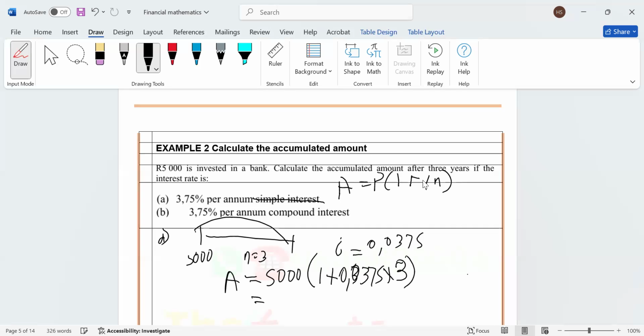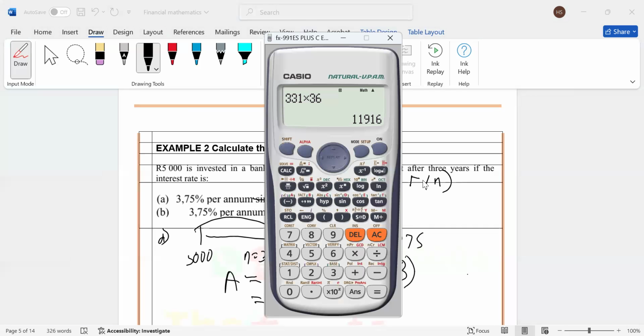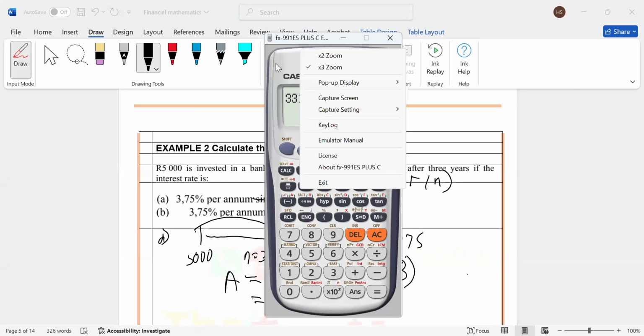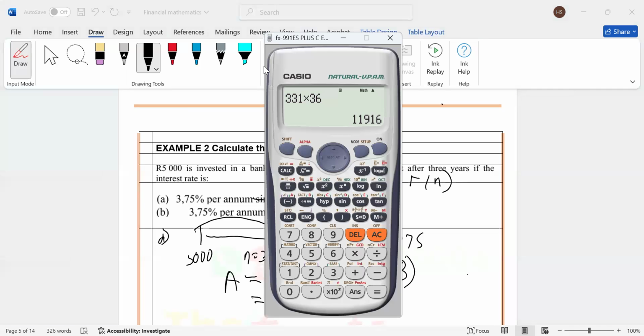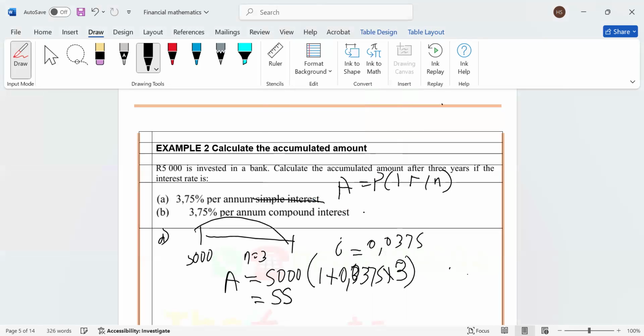So what do we have? We have 5,000, open bracket, 1 plus 0.0375 multiplied by 3, close bracket, equals 5,562.5.